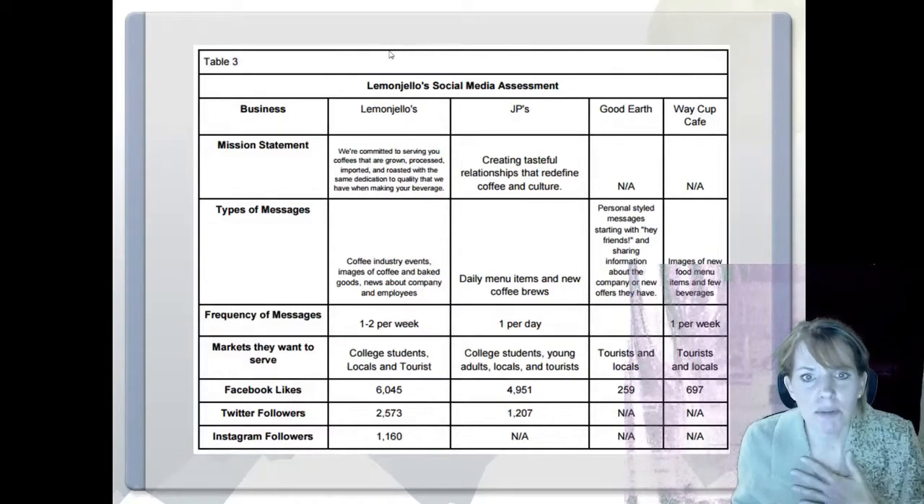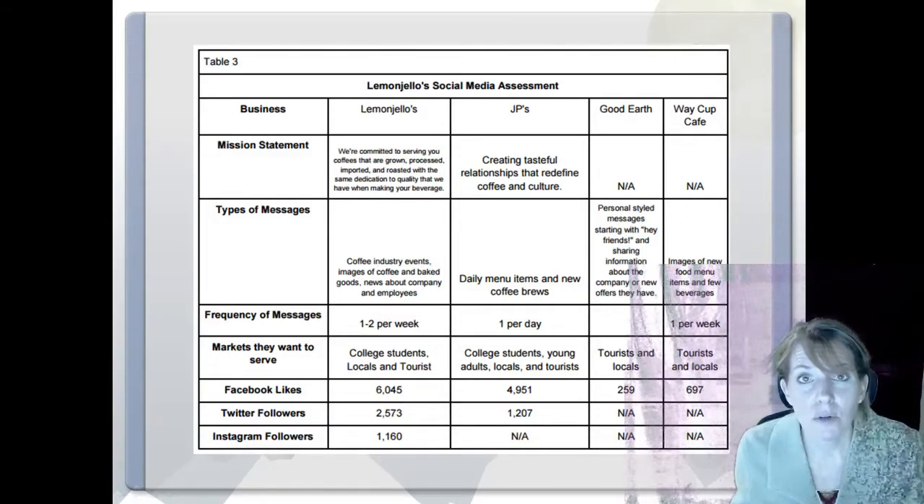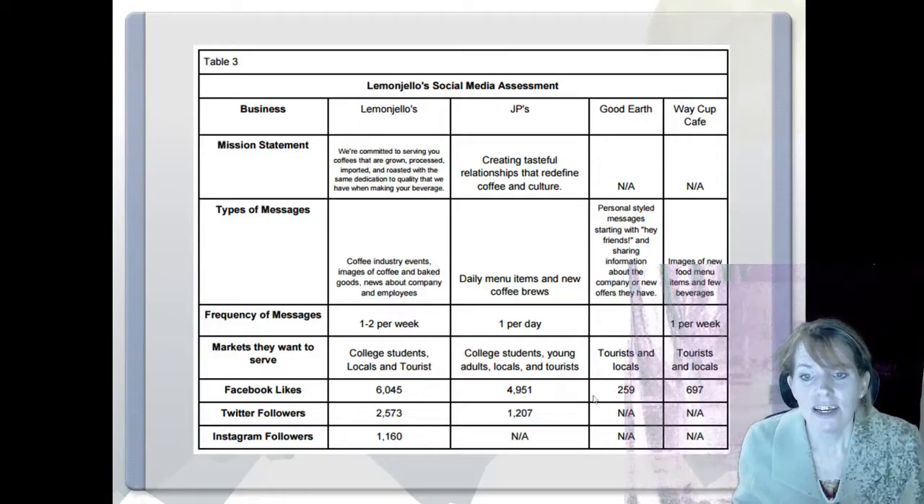So again, Lemon Jellos, here's an example of what they evaluated from a social media site. They looked at mission, type of messages, frequency of messages, markets they're talking to, and likes. So for example, they have 6,000 people on their Facebook page for this coffee house. 6,000, but a whole CVB had 800, right? But their competitor, Good Earth, only has 259. So you can see they're not a high social used system.